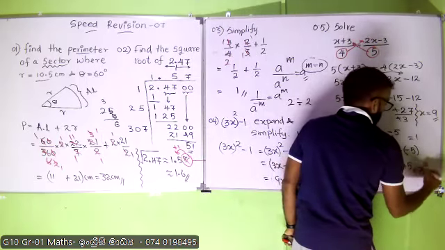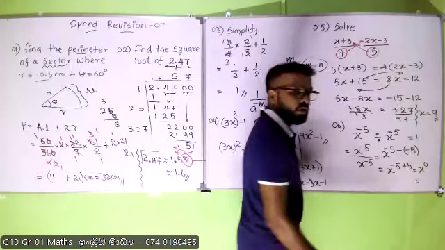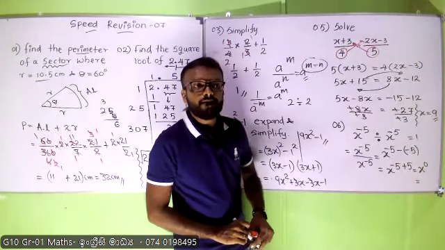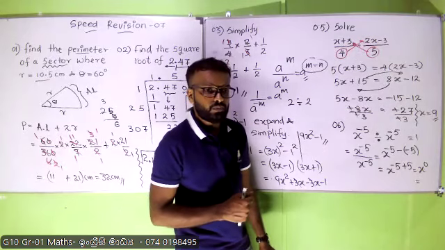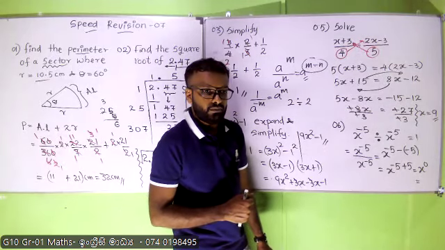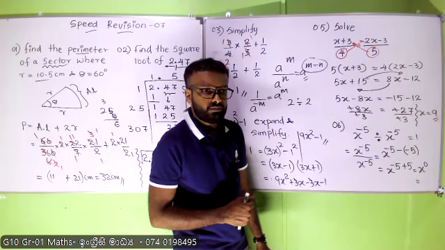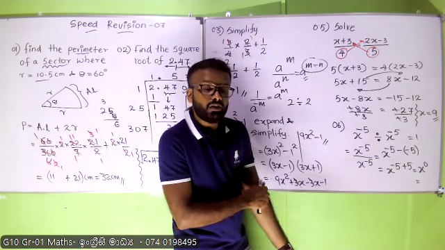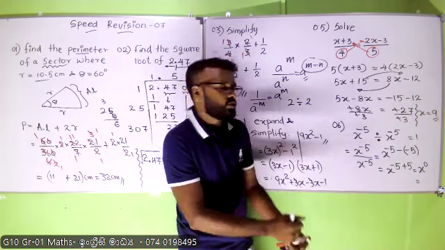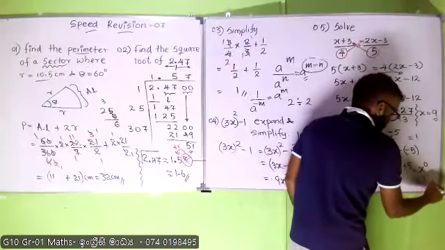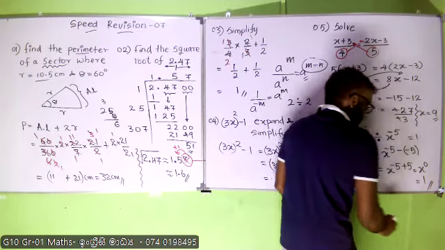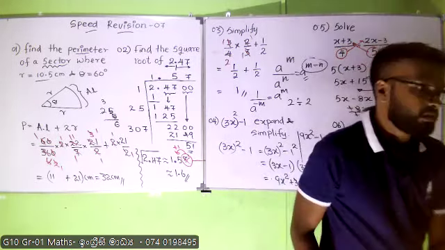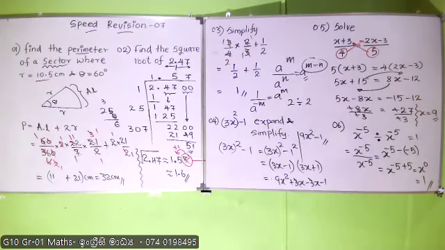X to the power 0. What is the value of x to the power 0? Can anyone tell me? One. Super, 1. Right. So this is the end of the discussion of speed revision 7. I have done it earlier today. Right. Okay.